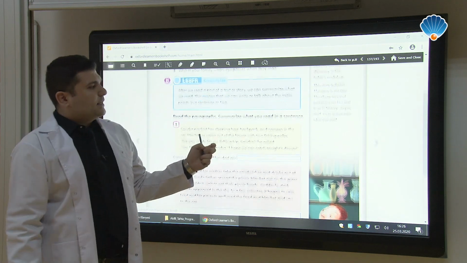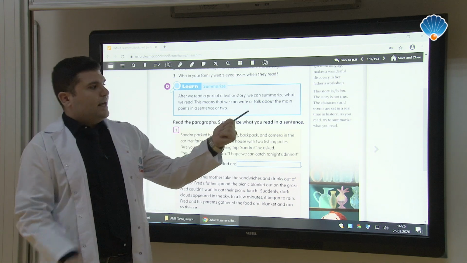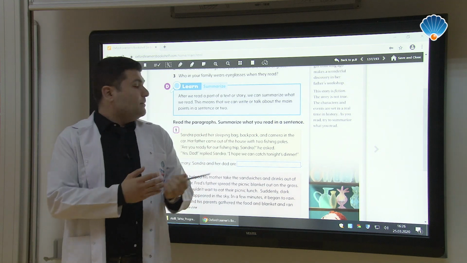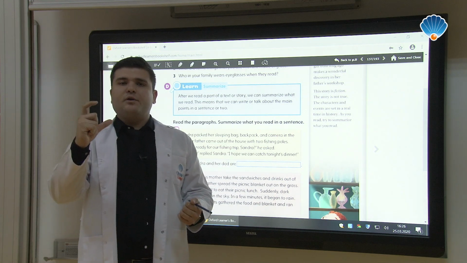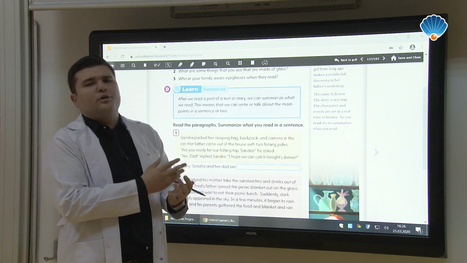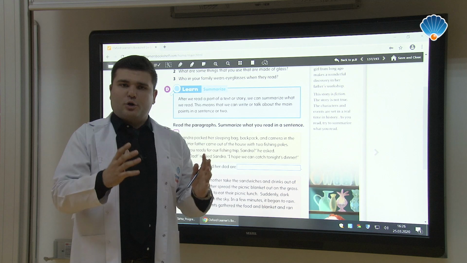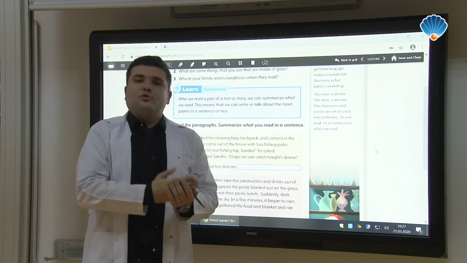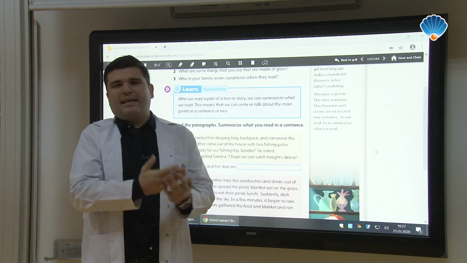Okay, so in this part it says after we read a part of a text or a story, we can summarize what we read. This means we can write or talk about the main points in a sentence or two. Now we will read a small story, and after the story I want you to think and tell me at least 2 or 3 sentences about this part. It's very important to make it short, because summarizing is a short way to say one important thing, the main idea.